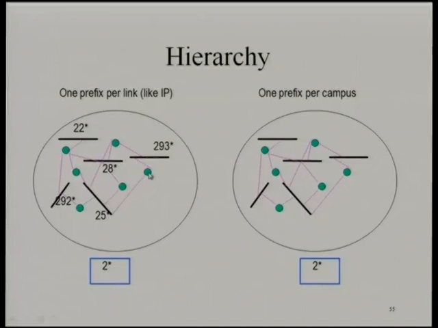So if you have one prefix per link, like IP, you have a lot of configuration, and if you move around, you have to change your address. If you have one prefix for the whole campus, then there's no configuration of the guys inside. Someone has to be told the 14-byte prefix, but that's it. And you could move around within that and keep your address.